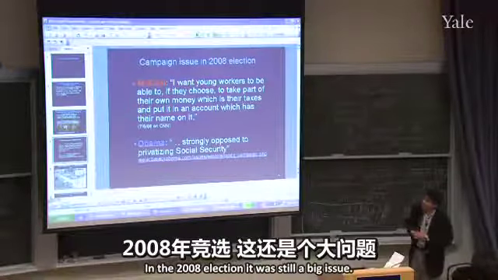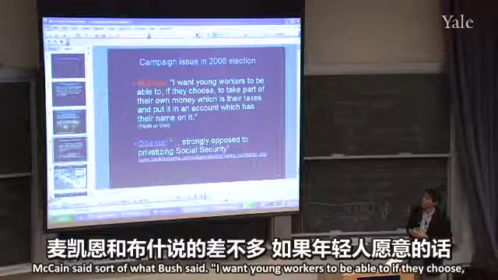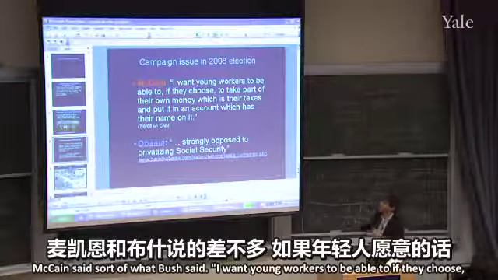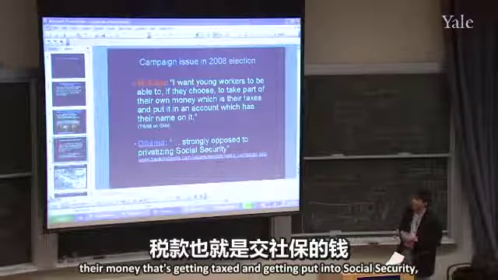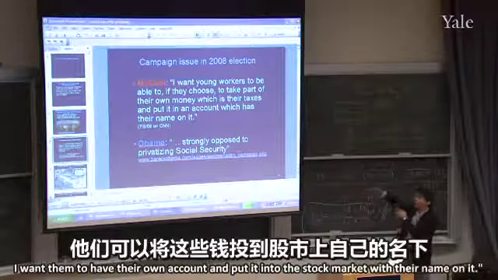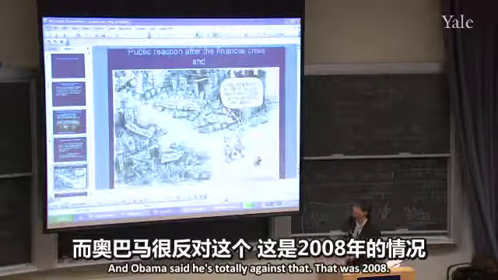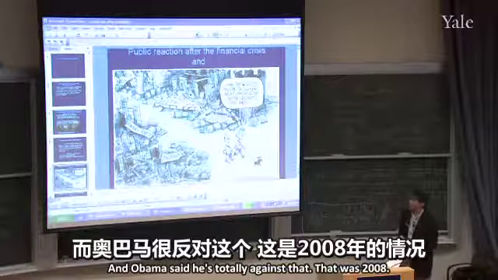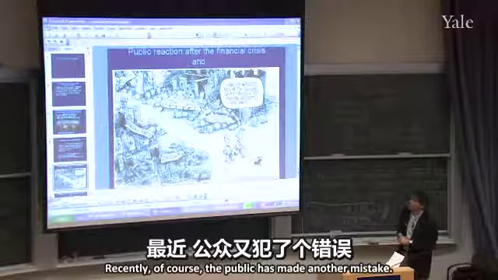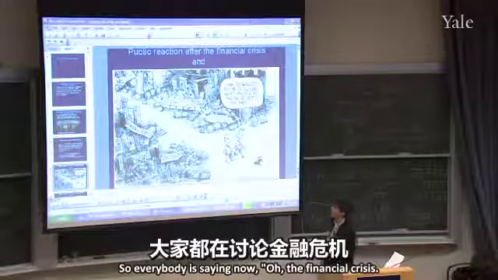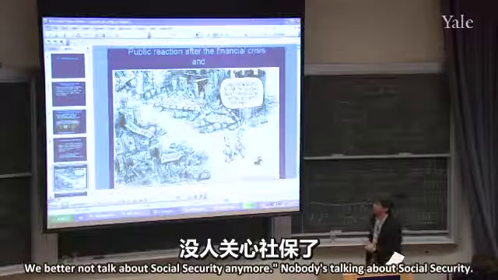In the 2008 election, it was still a big issue. McCain said, sort of what Bush said, I want young workers to be able, if they choose, to take part of their own money, which is their taxes, the money that's getting taxed and put into Social Security, and have their own account and put it into the stock market with their name on it. And Obama said he's totally against that. Now, after that, that was 2008. Recently, of course, the public has made another mistake. So everybody's saying now, oh, the financial crisis, we better not talk about Social Security anymore.